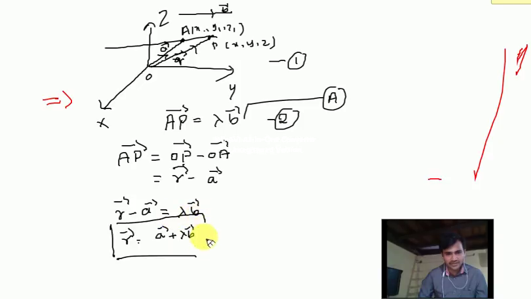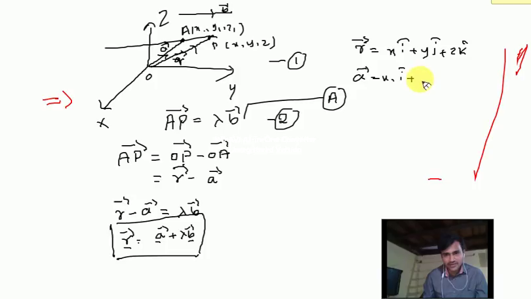But you need to derive the equation in Cartesian form also. Cartesian form means here you have a vector R, a vector A, and a vector B. You need to replace this R. Since R passes through x, y, z, we can write R as xi cap plus yj cap plus zk cap, and vector A is equal to x1 i cap plus y1 j cap plus z1 k cap. Let us consider vector B with direction ratios a, b, c. Then it will be ai cap plus bj cap plus ck cap.